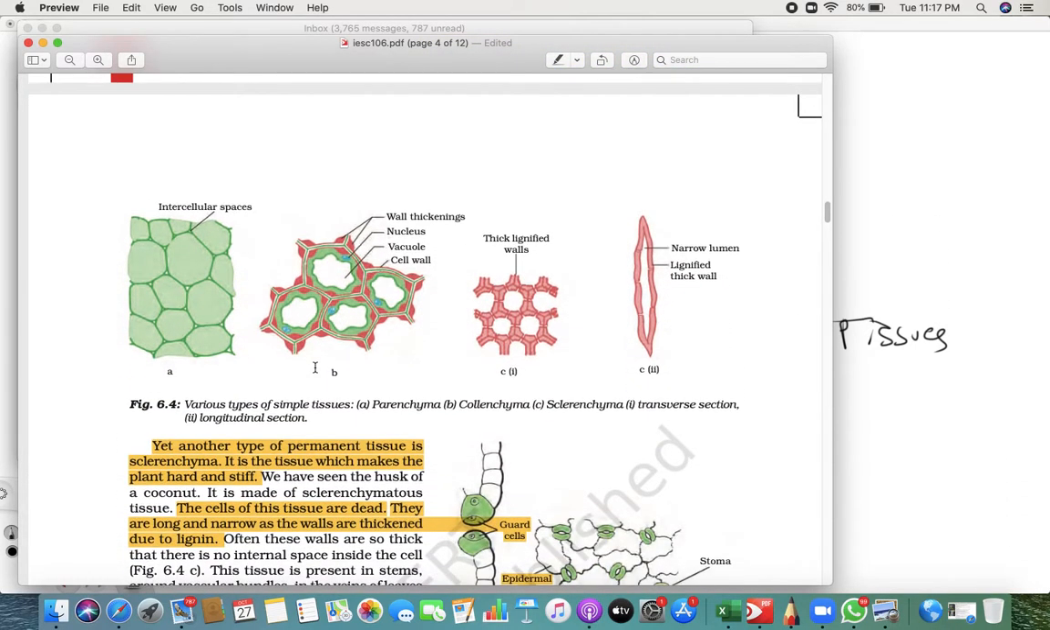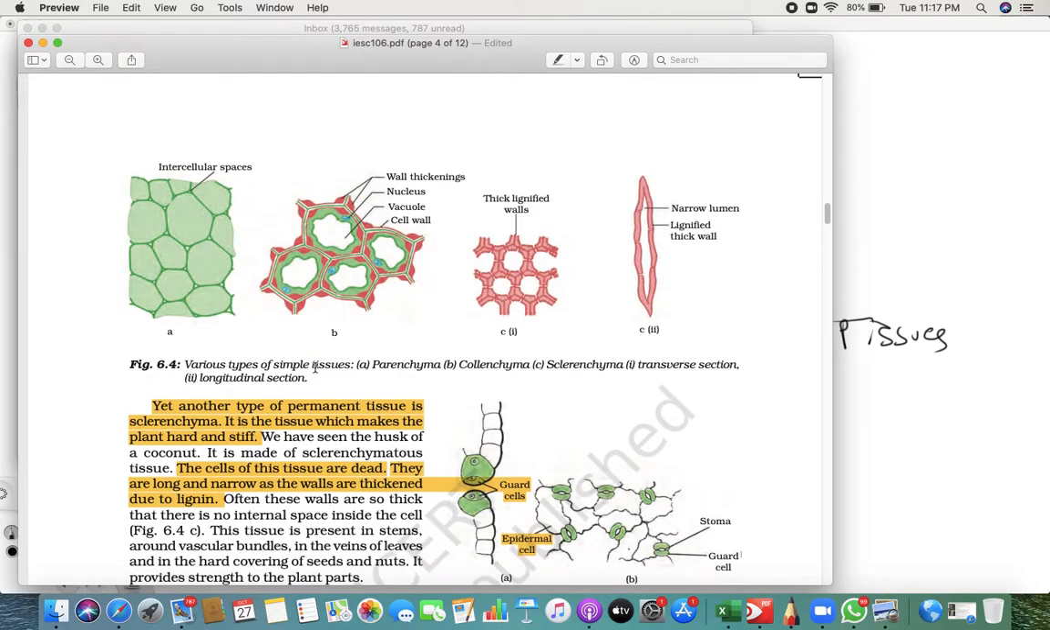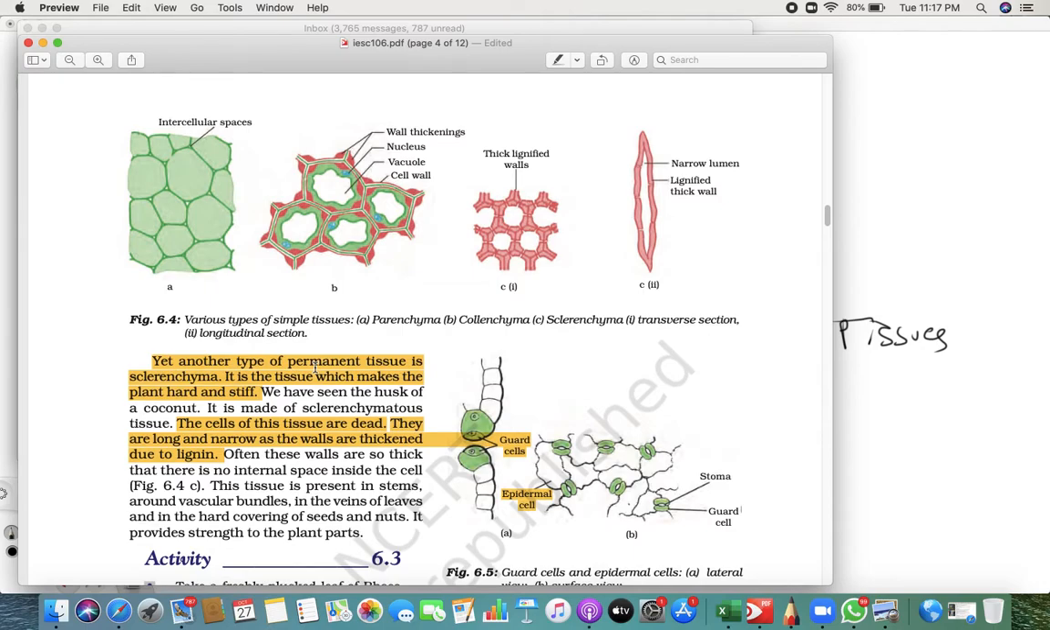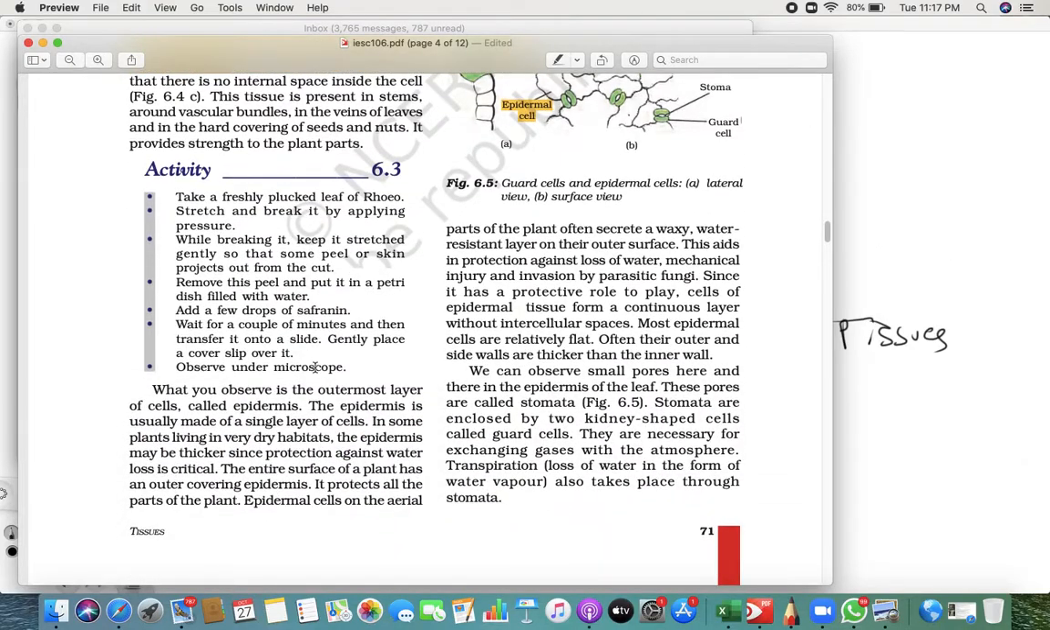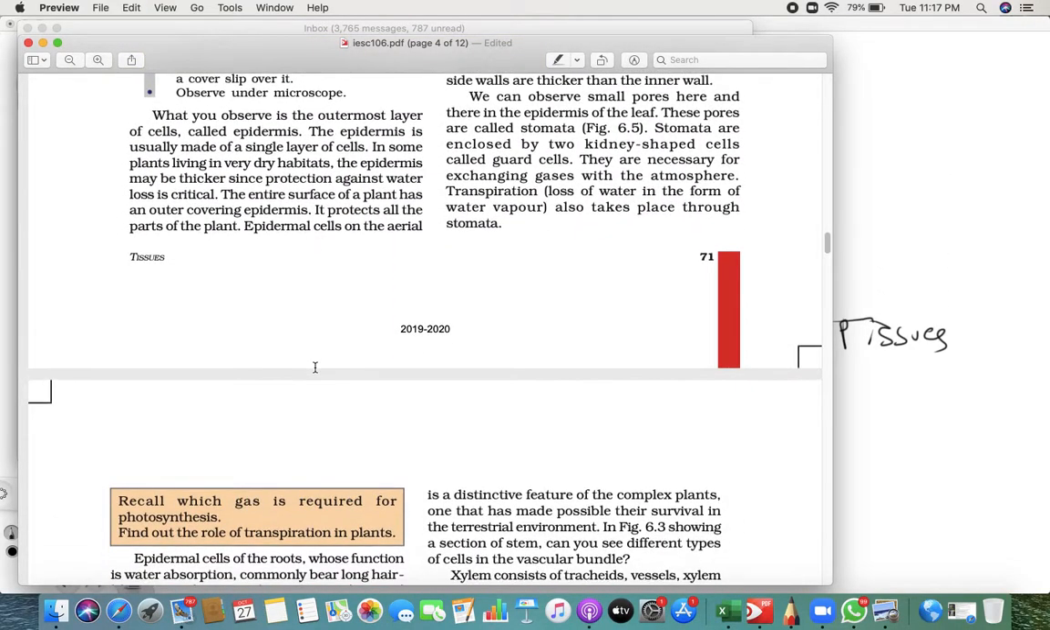The next is sclerenchyma. This tissue again makes the plant hard and tough, like the husk of a coconut and the outer covering of seeds and nuts, and there is no intercellular space between them. So understand the difference between simple permanent tissues and all these details. Hope you are getting what I am trying to say. Try to learn these things.